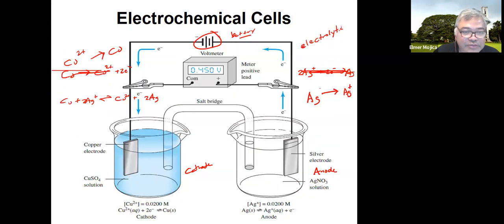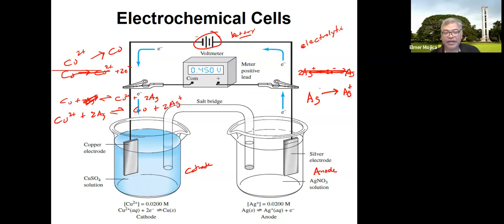So copper, copper 2 plus, and this one copper 2 plus to copper. So this is the anode, this is the cathode. So that's the difference that you have. So this is copper 2 plus and 2 silver, producing copper and 2 silver ion.